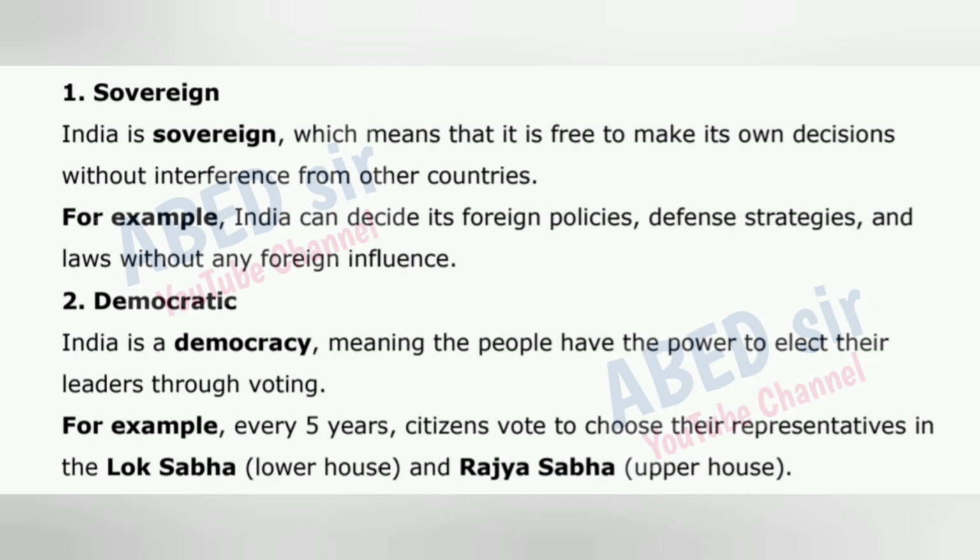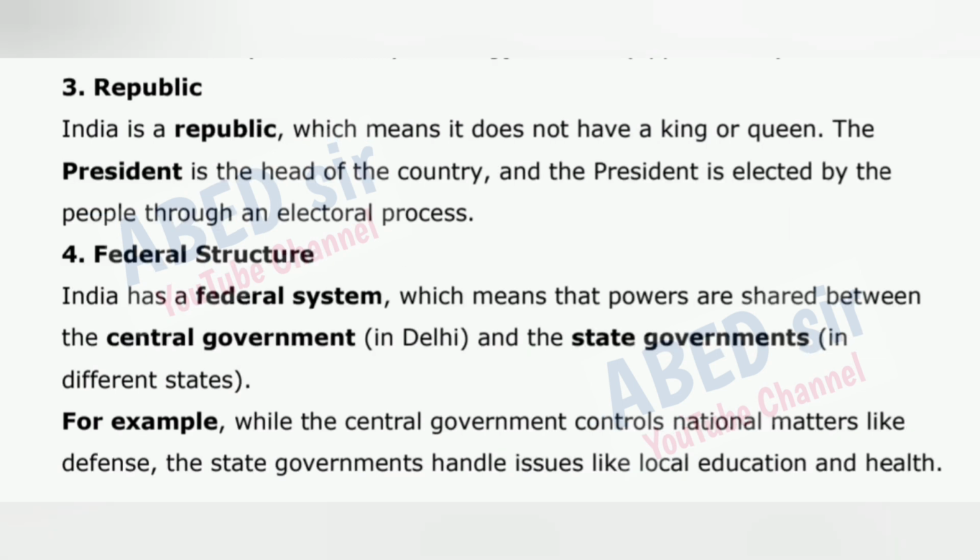2. Democratic. India is a democracy, meaning the people have the power to elect their leaders through voting. For example, every 5 years, citizens vote to choose their representatives in the Lok Sabha, lower house, and Rajya Sabha, upper house. 3. Republic. India is a republic, which means it does not have a king or queen.